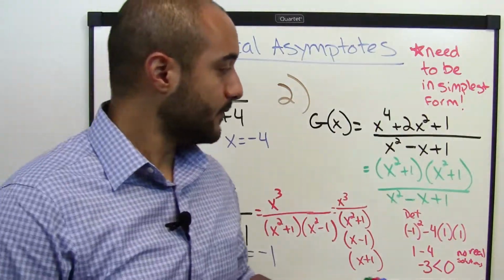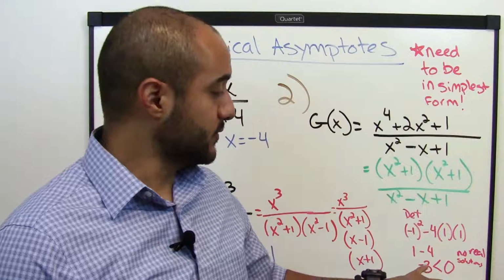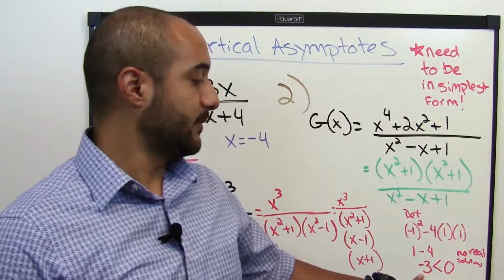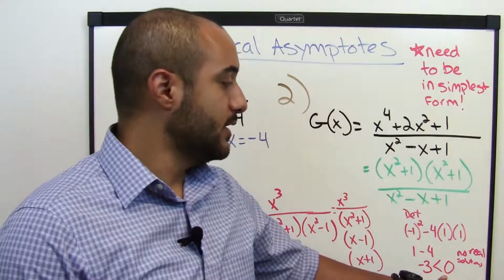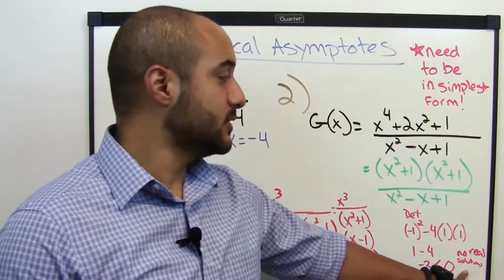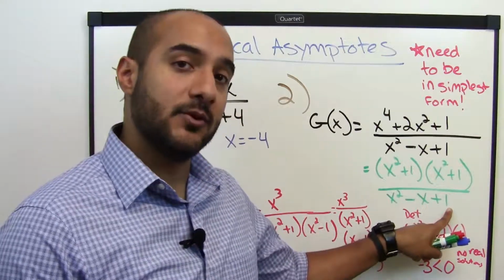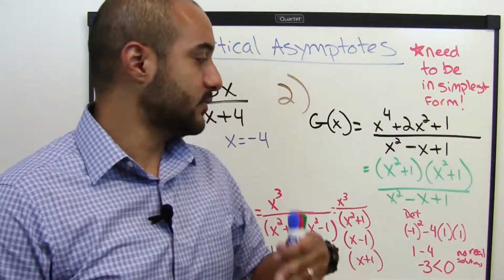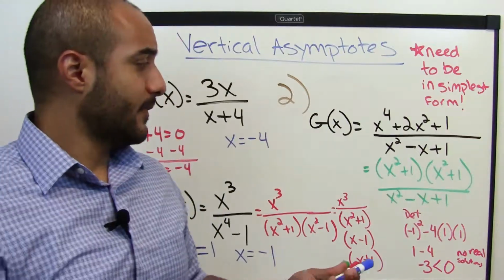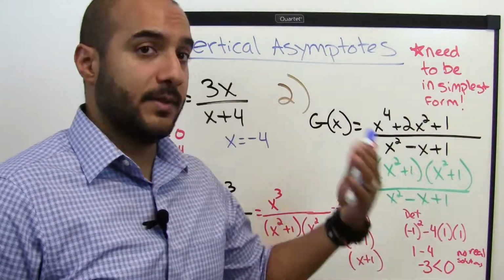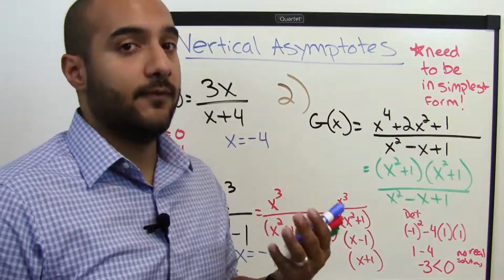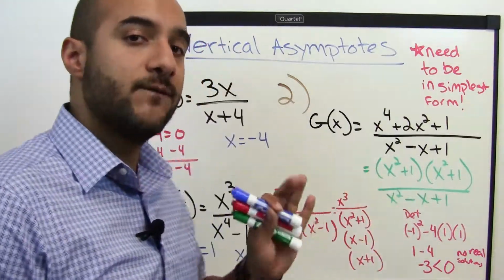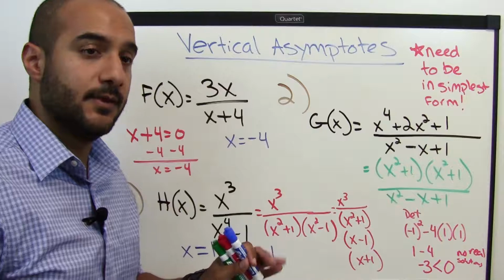When I want to set that equal to 0, I notice that I get a negative number, which is less than 0. So that means that there are no real solutions. That means that this will not be equal to 0. If I were to graph this, you would see that it does not cross the x-axis, so my y's never become 0. Therefore, number 2 has no vertical asymptotes.